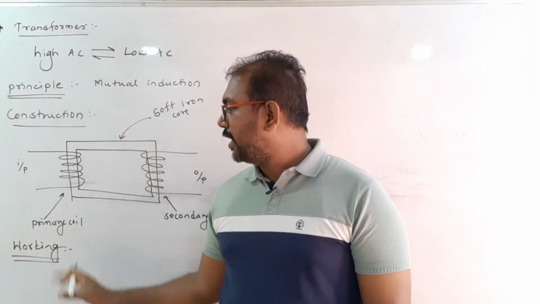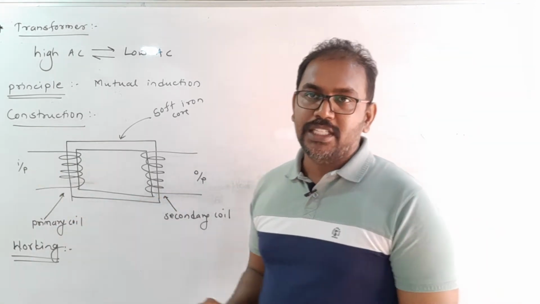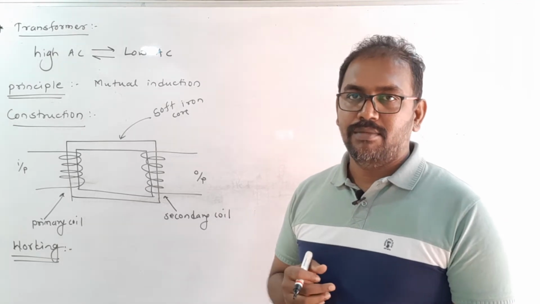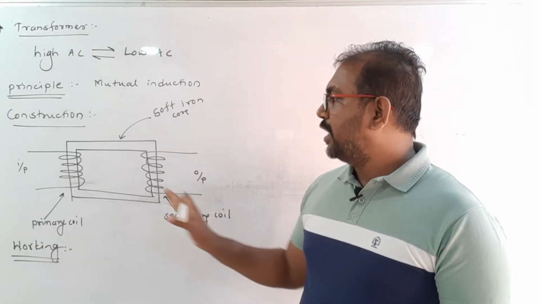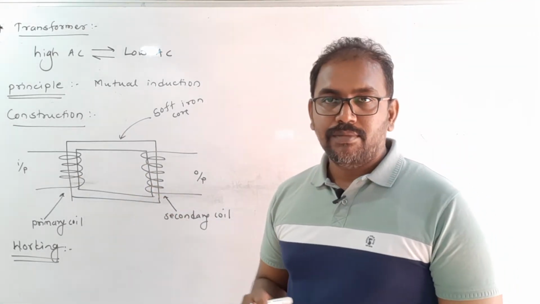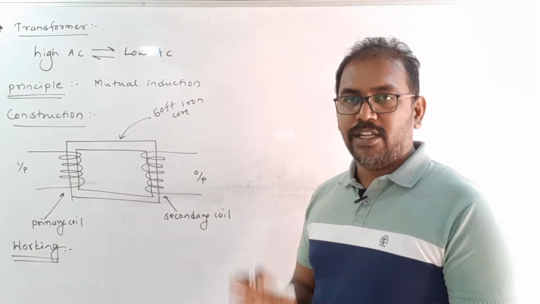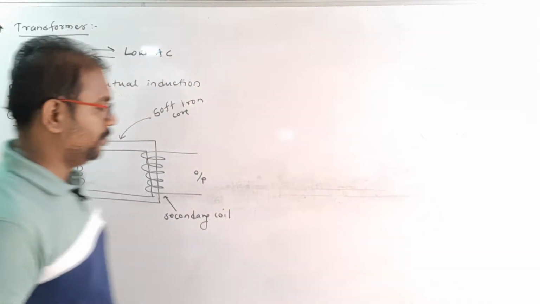Let me tell you the working again. When alternating voltage is applied across this primary coil, due to this changing current, the magnetic flux linked with both coils changes and EMF is induced in the primary and secondary coil. So this is the working.